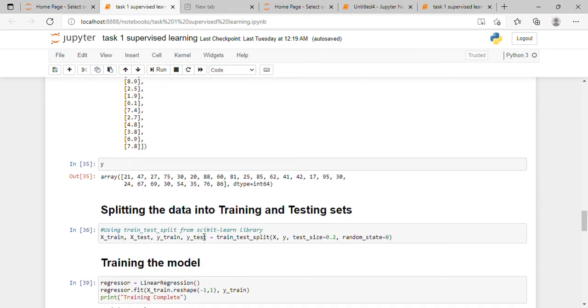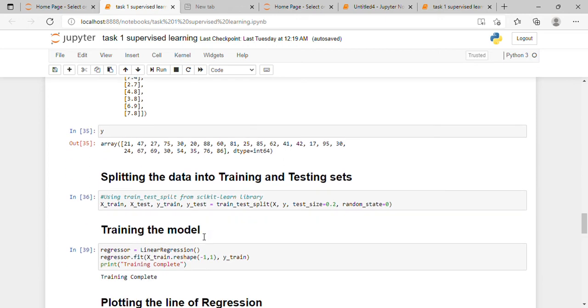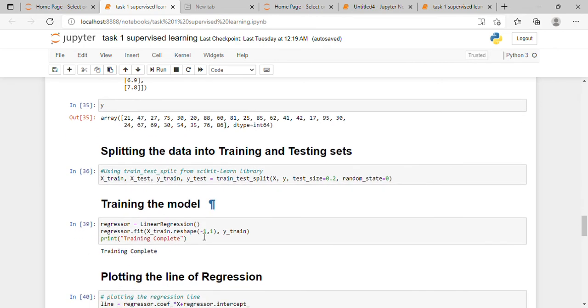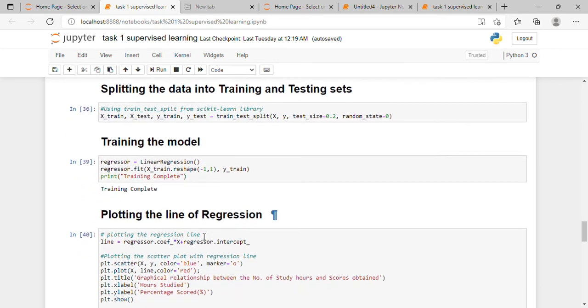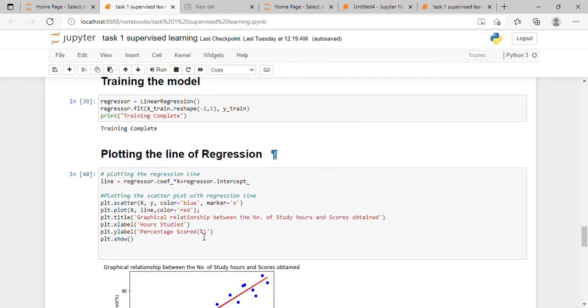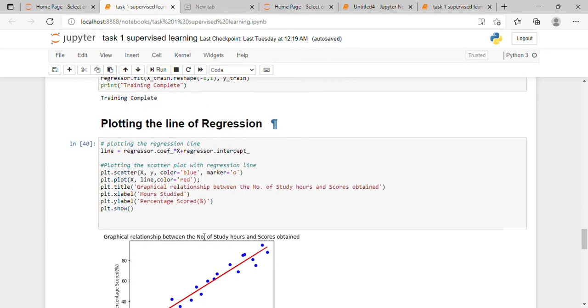After that, we split our data into training and testing data sets. We give around 80% of the data set to the training and 20% of the data set to the testing. And after that, we fit the linear regression of our model.